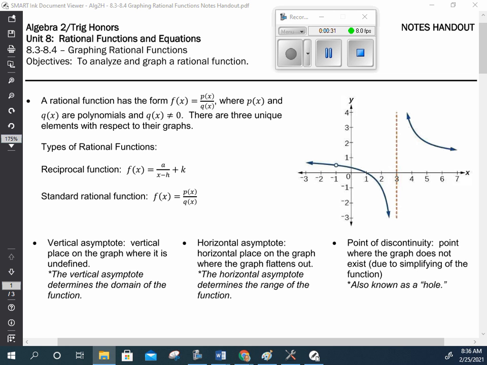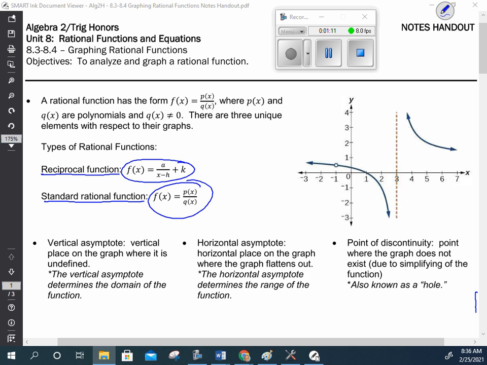A couple things that we already know how to do. First thing is the fact that there are two types of rational functions. There is a reciprocal function, which is given in this format, and then there's a standard rational function, where you have a polynomial at the top of the fraction, polynomial at the bottom. So there are two types. Since there are two types, there are different ways in which they have to be worked out, which we'll get into very shortly.